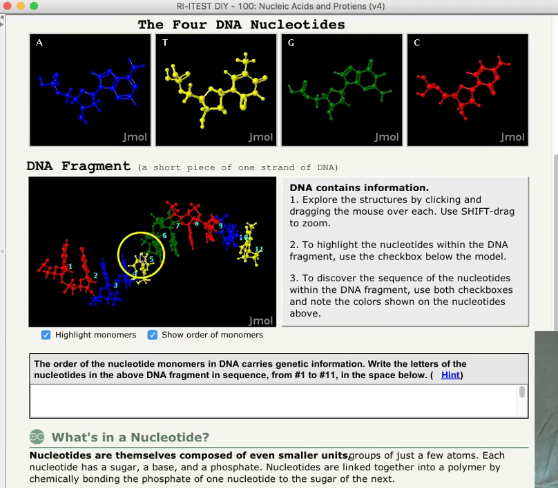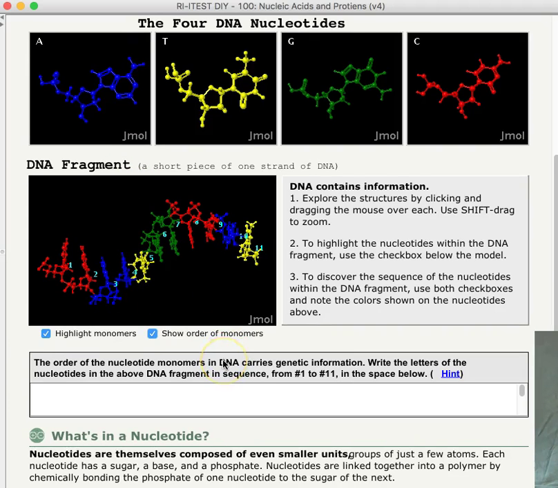You can see what order the monomer is in here. Number 1 is red, so that's C. Number 2 is red, so that's C. Number 3 is blue, so that's A. So the first 3 letters of the sequence are C, C, A. I'll let you figure out the rest. You can pause the video.